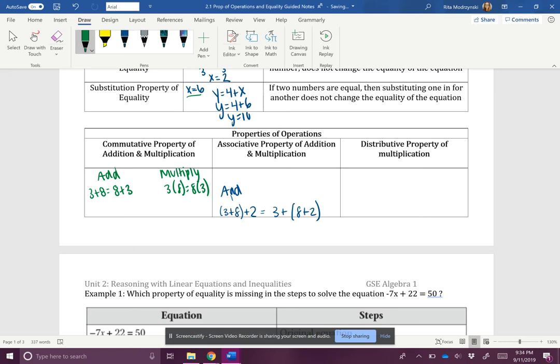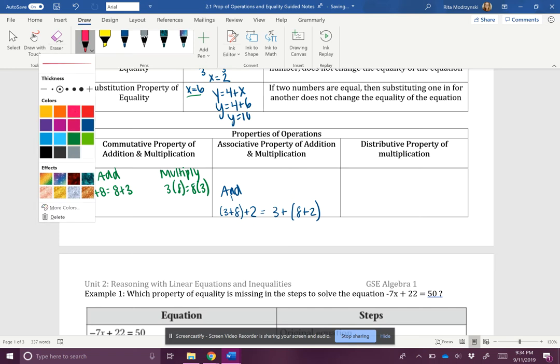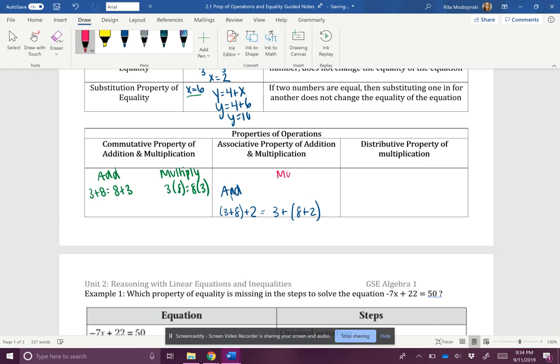And then for multiplication, I'll do that one in a different color. I'll pick pink for this one. For the multiplication ones, the same concept applies. (3 times 2) times 3 is also equal to 3 times (2 times 3). Again, notice that the parentheses just moved over. It's basically saying that we can associate different numbers with each other without changing the balance of the equation.